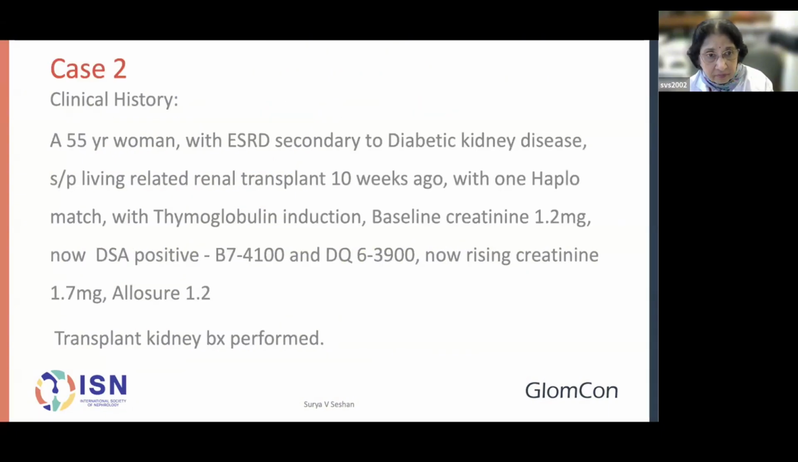The second case is about a 55-year-old woman with end-stage kidney disease secondary to diabetes and diabetic kidney disease. She received a living related transplant 10 weeks ago with one.